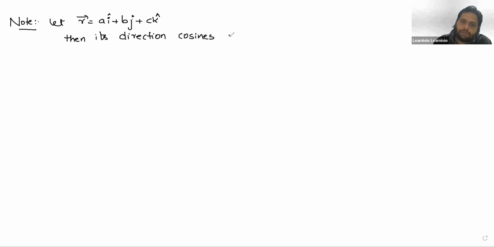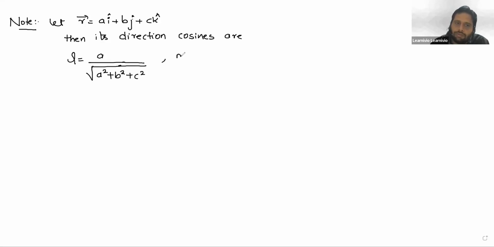Let r = a i cap + b j cap + c k cap. Then its direction cosines, you already know what a direction cosine is, are l = a by under root of a square plus b square plus c square. The same formula which we did yesterday for the direction ratios. Actually, these are the direction ratios.